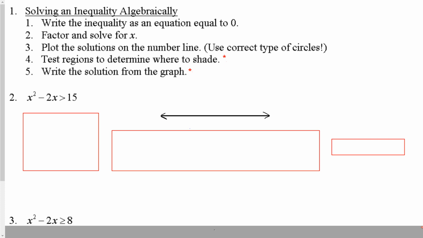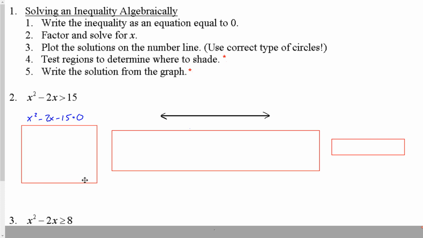So for the first example, we have x squared minus 2x is greater than 15. According to the first step up above, we have to write this inequality as an equation equal to 0. So that means I'm going to be subtracting the 15 from both sides, and at the same time changing the greater than symbol to an equal sign. And notice I have this written in standard form because the next step is to factor, and factoring is easier once your equation is in standard form.